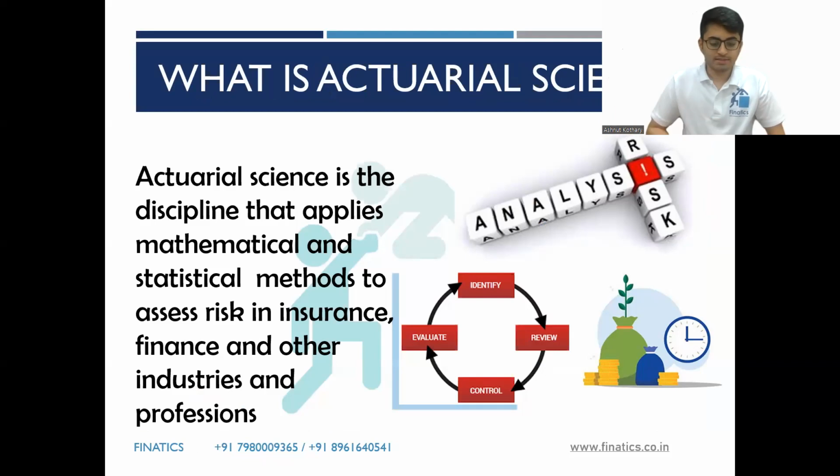So actuarial science is the discipline that applies mathematical and statistical methods to assess risk in insurance, finance, and other industries and professions. So at a very high level, yes, it is about risk management. If you think about it, risk is something which exists everywhere. Whatever field you are in, be it business, a job, or investments, risk is inherently present everywhere.